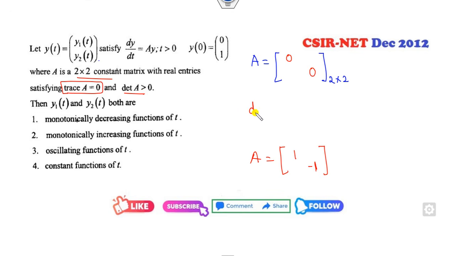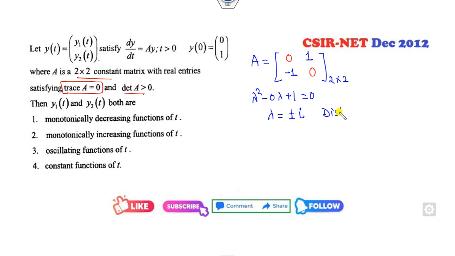The determinant is positive, so I can choose the determinant as 1, which is greater than 0. So that is minus 1, plus 1. Fine, this is the easiest way you can choose. Now, can you find the eigenvalues of this? Lambda square minus 0 plus 1 is 0, so lambda will be plus or minus iota. Fine. Now they have distinct eigenvalues.